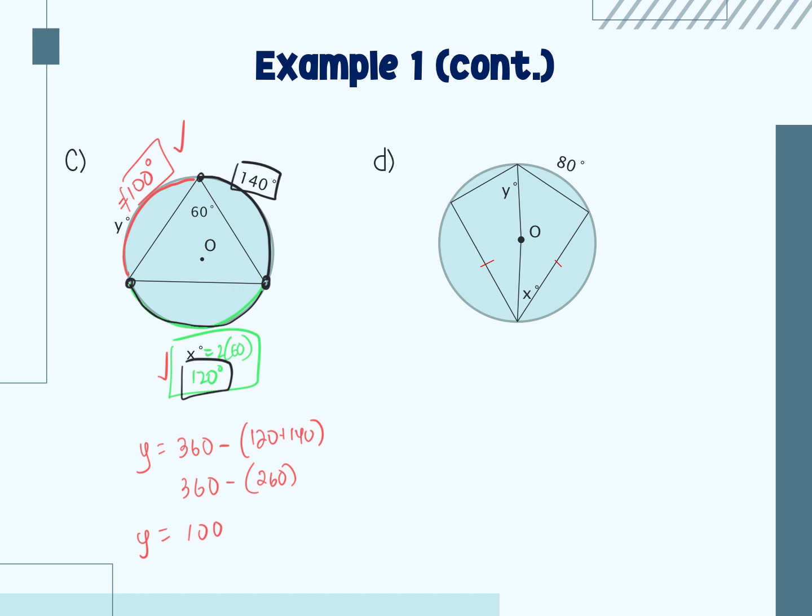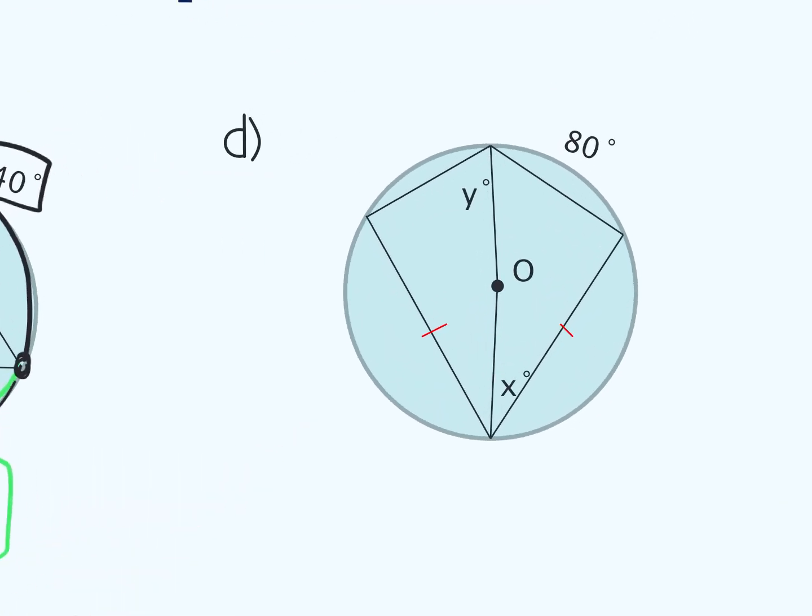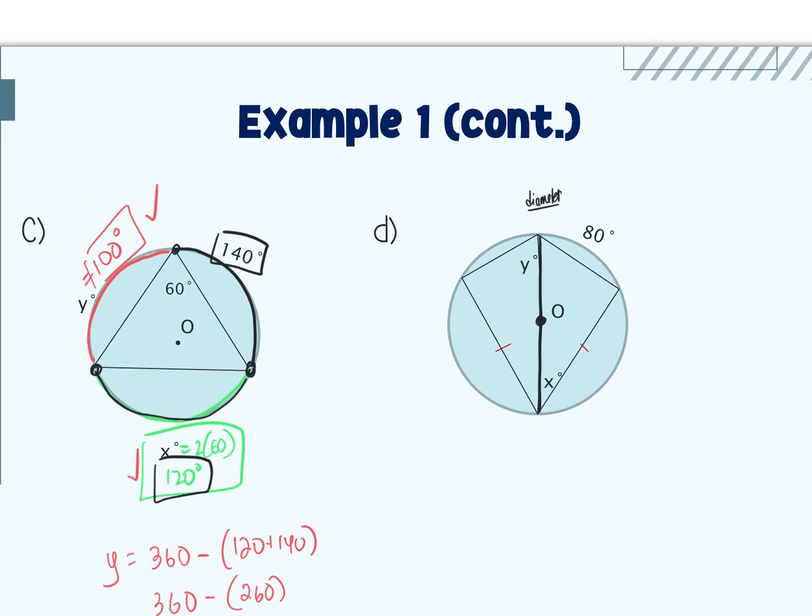This one here is a little bit problematic because this is supposed to be a straight line. Even though it doesn't appear to be, this is supposed to be a diameter. On yours you might want to fix it, and it goes through the center. Now that you know it's a straight line, I think it'll be a little bit easier for you to solve.